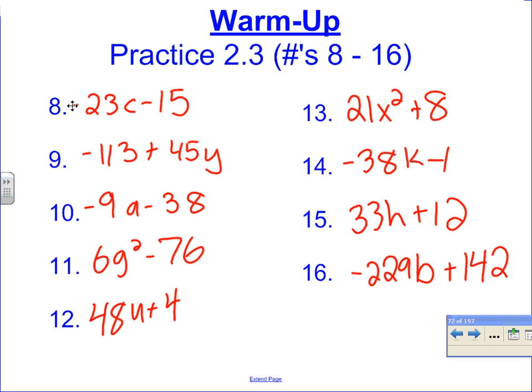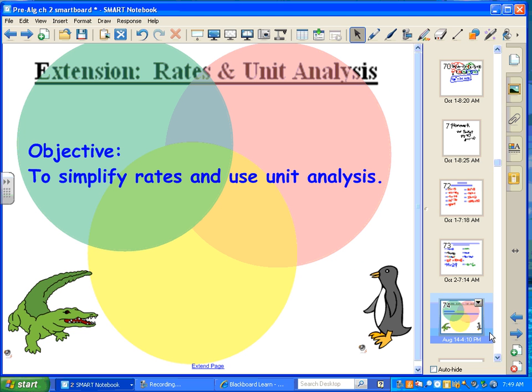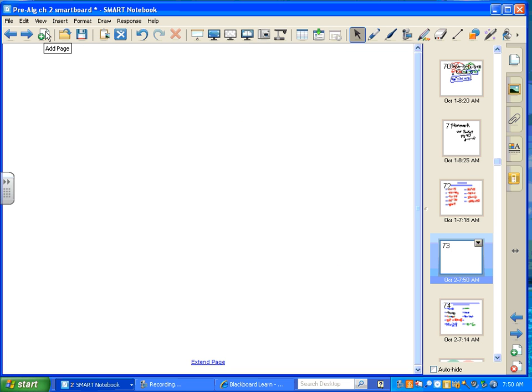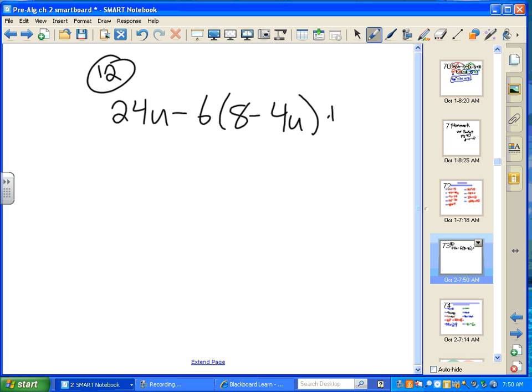Charles? Okay. Wait. It's 48u +4. No, it should be 24u +24u. Do you want me to go over it? Okay. Can I move the answer page? Okay, Charles. Ooh, how did I get there? Charles and anyone else that needs number 12. So we have 24u -6(8 -4u) +52.